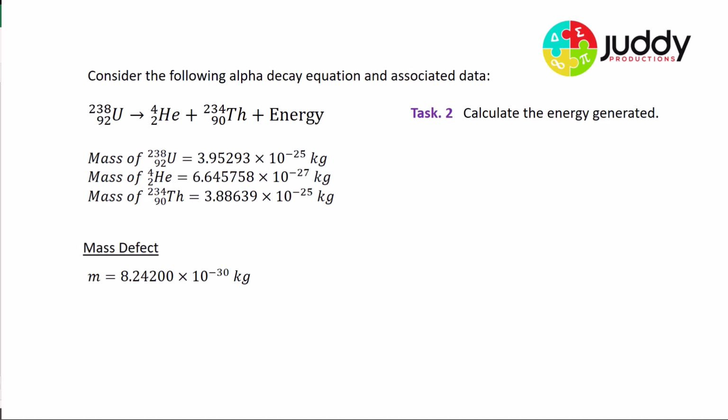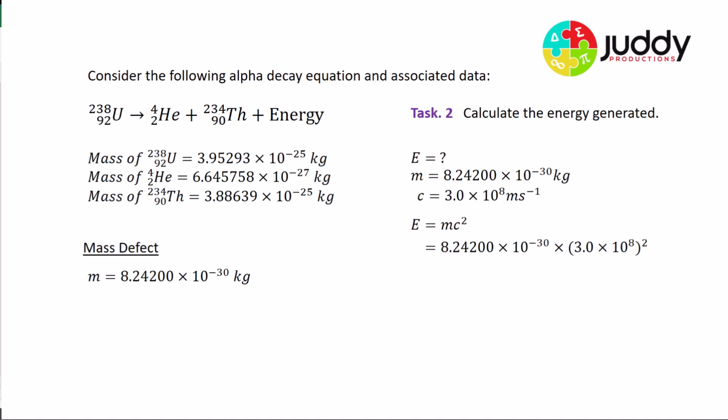Our second task was to calculate the energy generated. And this is Einstein's work. Einstein was the one that proposed that energy and mass are equivalent. So we can convert that mass defect into energy. So E, the energy, is what we're trying to calculate. M is the mass defect, 8.24200 by 10 to the negative 30 kilograms. And c, the speed of light, is 3.0 by 10 to the 8 meters per second at the VCE level of studies. We're using Einstein's equation, E equals mc squared. We substitute our values in, that is the mass defect and the speed of light squared, and we get an answer of 7.41780 by 10 to the negative 13 joules.